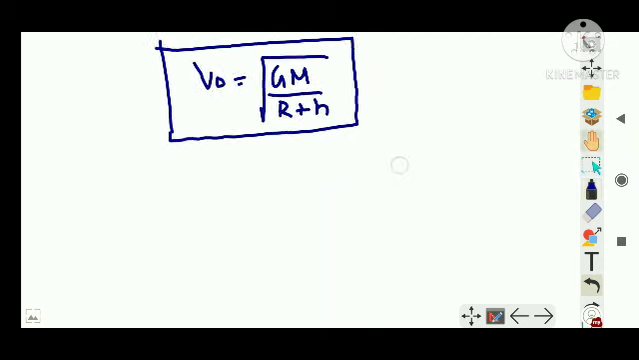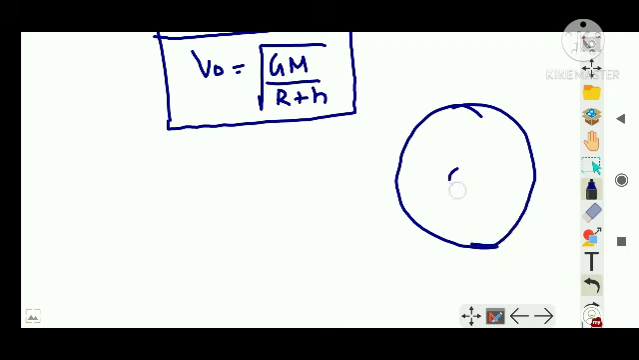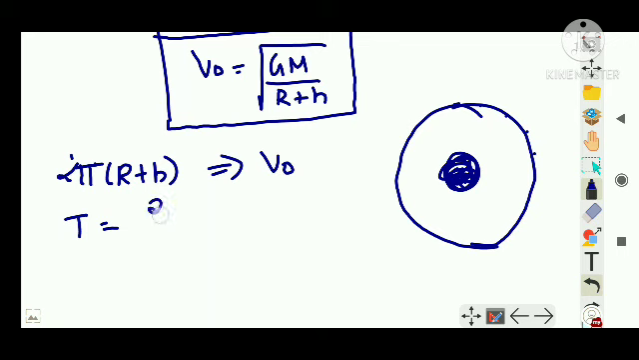Now, but the heading was what? We are going to find the time period. So we are moving on to that section itself. Now, while a satellite is revolving around a planet, or we have taken the example of Earth, it will be covering this much circumference. So what is the circumference here? It will be 2 pi into (r plus h). That much circumference it is covering, right? And with how much velocity is it covering? VO velocity. So time will be distance by velocity, that is 2 pi into (r plus h) divided by VO.